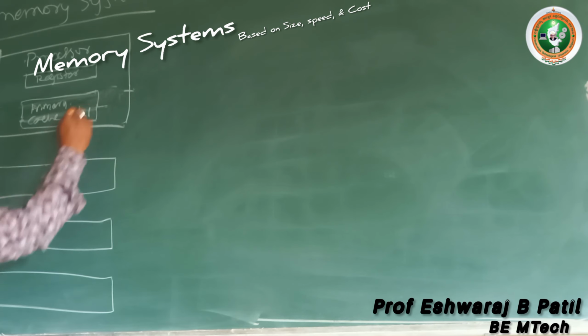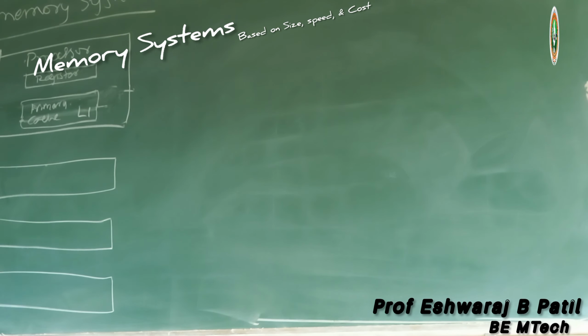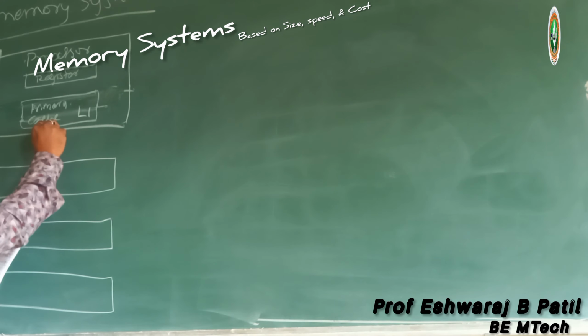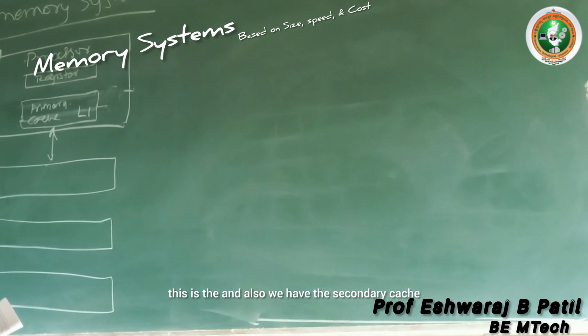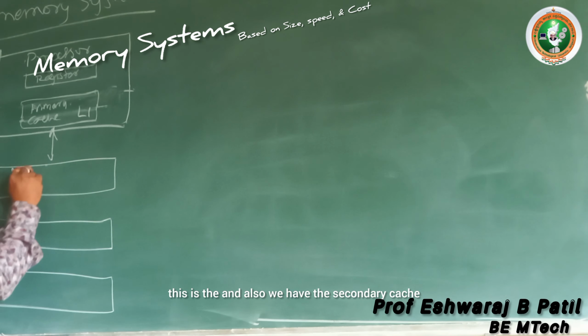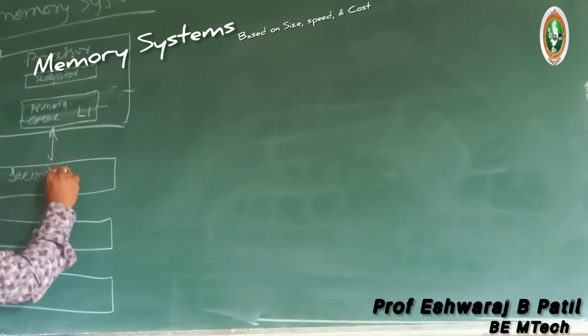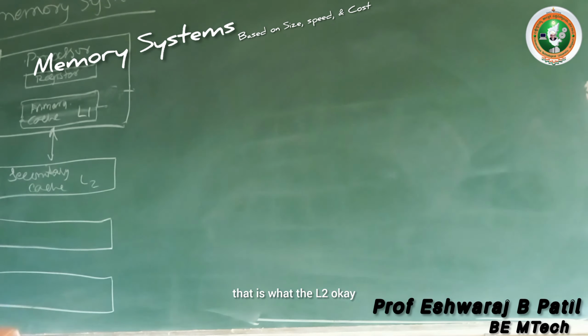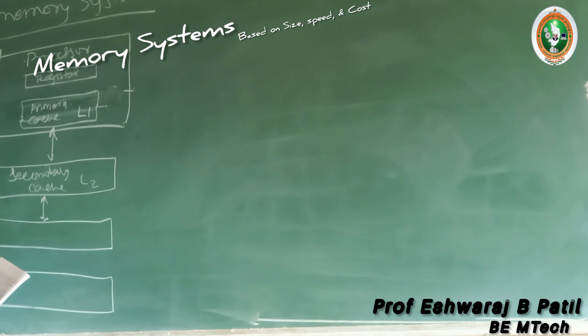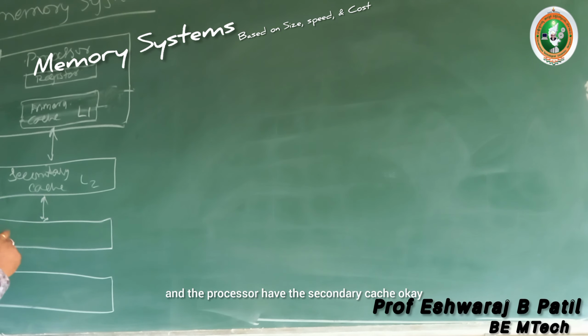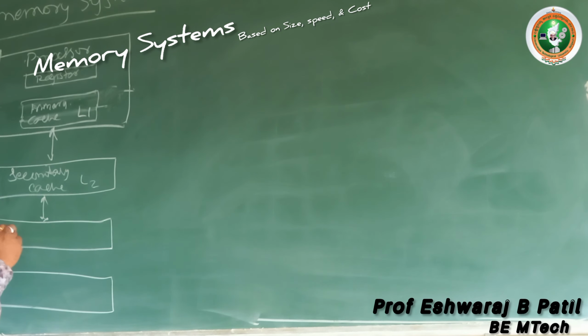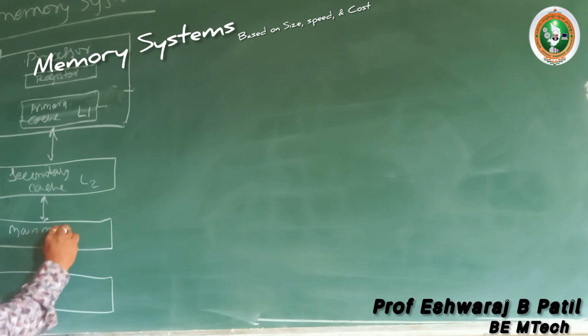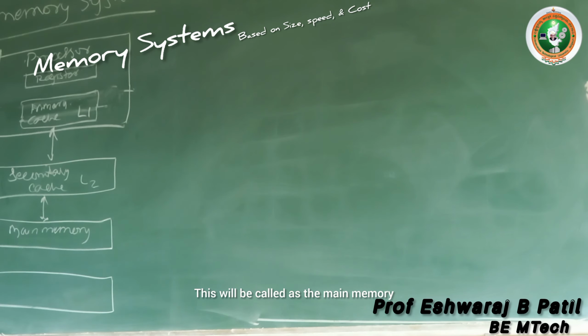This is the L1, and we also have the secondary cache, that is the L2. In between the main memory and the processor we have the secondary cache. This will be called the main memory.